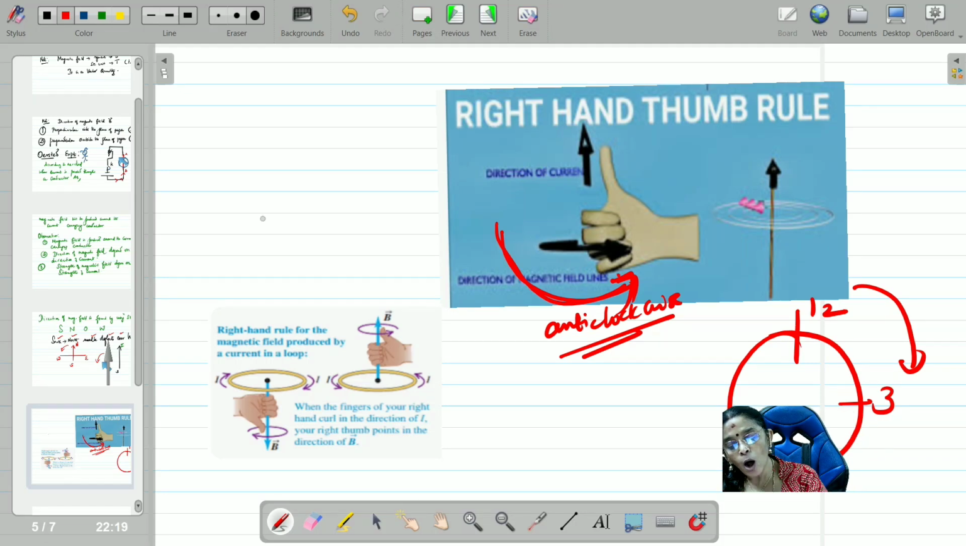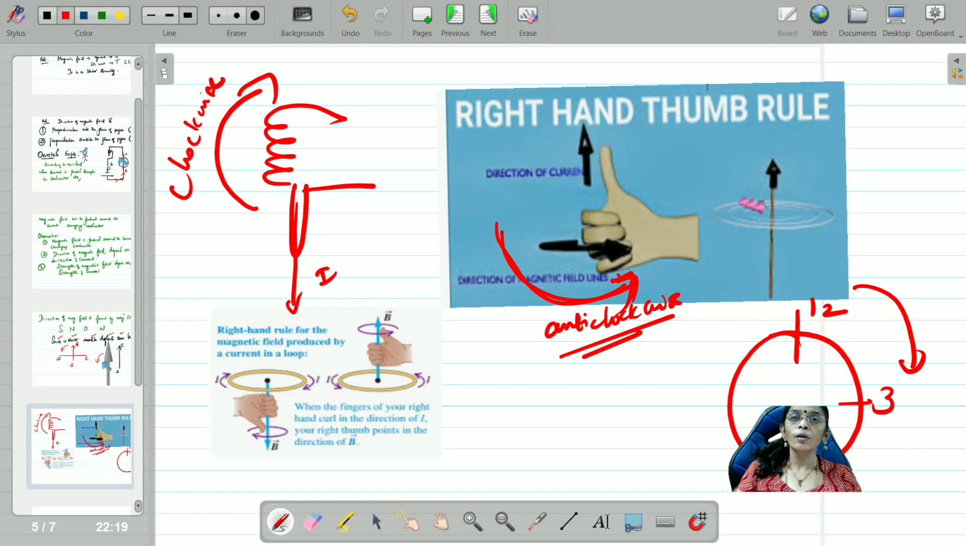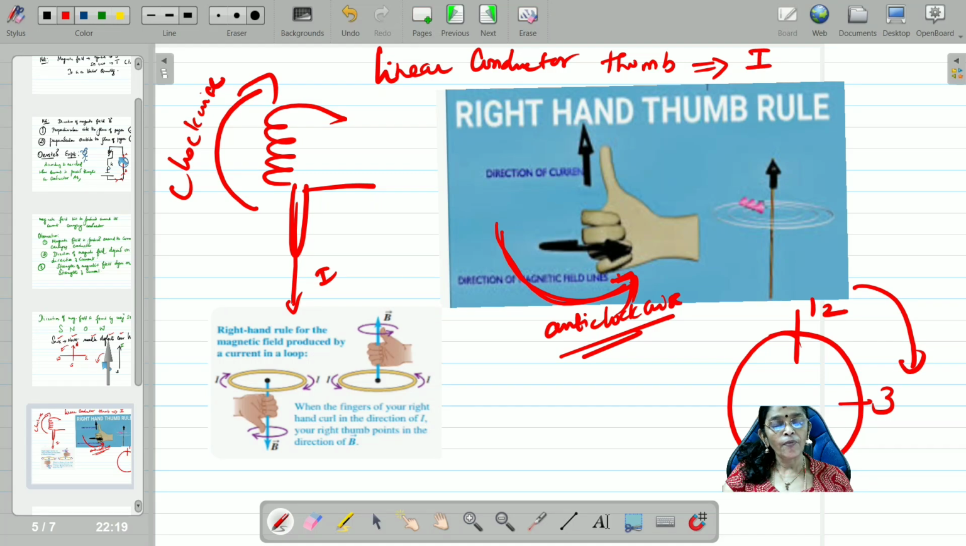And if I say downward current, the current is downwards and the fingers encircling will give you clockwise. Hope you understand, children. So it is possible for a linear conductor only. For a linear conductor, what does the thumb show? Thumb shows the direction of current. Whereas the fingers encircling will give you the direction of magnetic field.